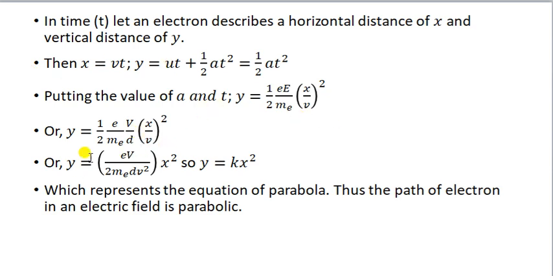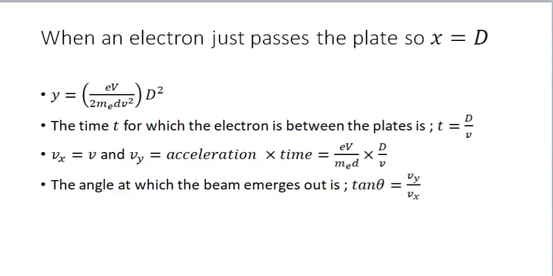If I again put the value of E as V by d, we get the relation y is equal to eV divided by 2mdv square times x square. This equation is in the form y is equal to k times x square, which is the equation of a parabola. So we can say that the path of the electron in the electric field is parabolic.